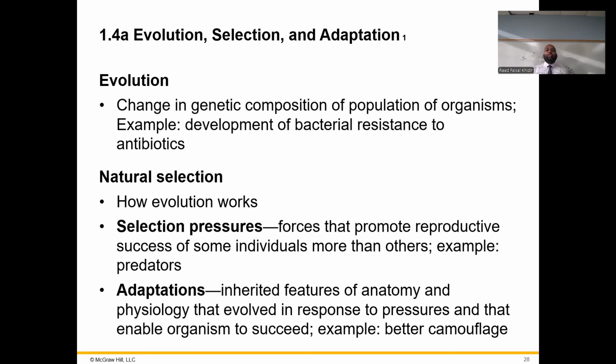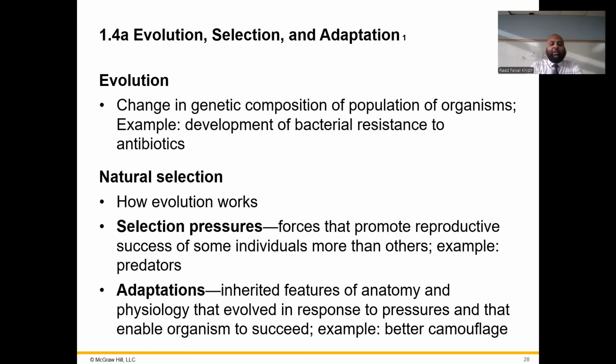So selection pressures are forces that promote reproductive success of some individuals over others. Predators who are stronger and faster tend to survive. And the deer who run faster than others are able to survive because they are more fit, while the ones who fall will be eaten by the tigers, the hyenas, and the lions.